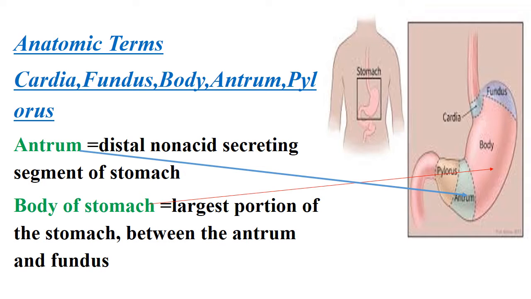Anatomic terms. Here we can see the parts of the stomach. First one is the cardia and the fundus, also the body, antrum and pylorus. The antrum is the distal non-acid secreting segment of the stomach.